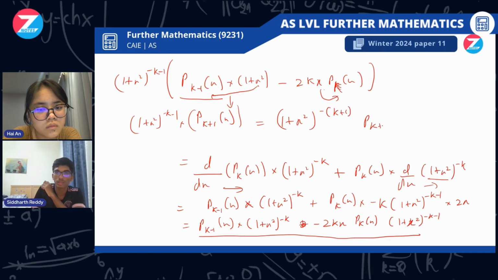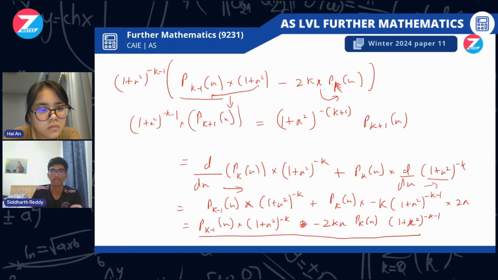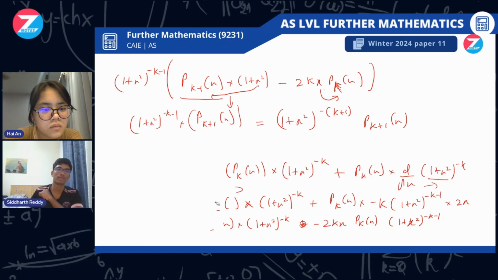P of k plus 1 of x. So this is the same as what we would have gotten if we subbed in k plus 1 in place of n in this formula. So we know that the formula holds consistent for all three, 1, k and k plus 1. So all we have to do now is just write the final statement.